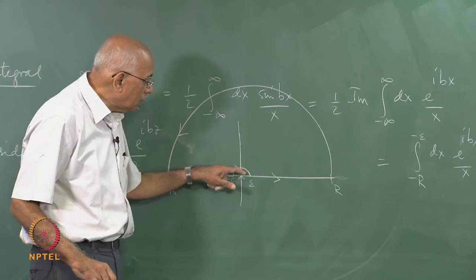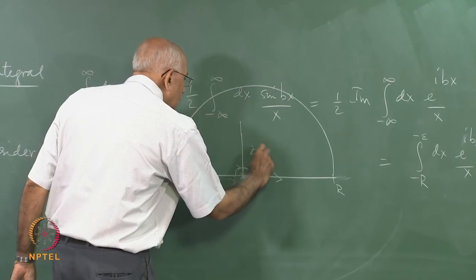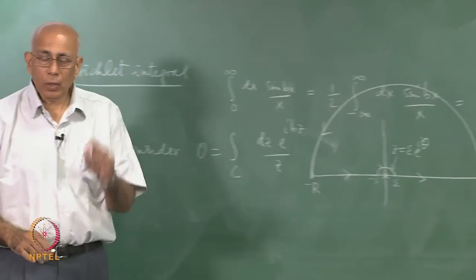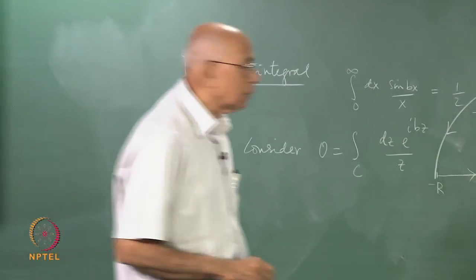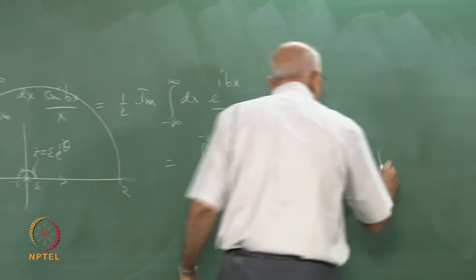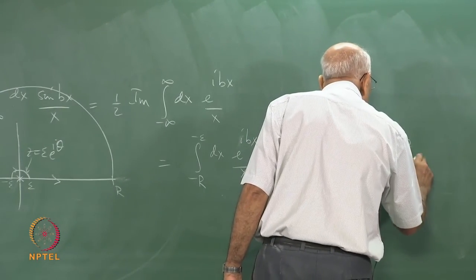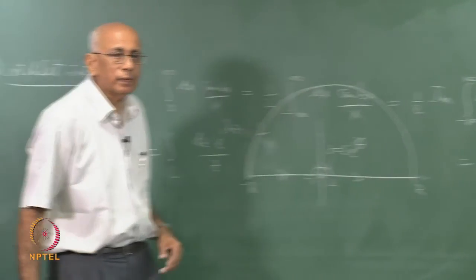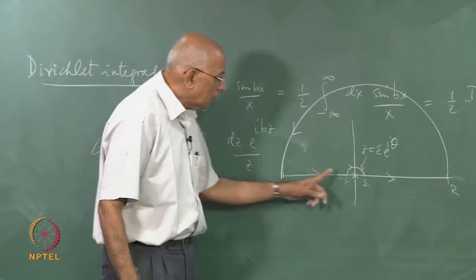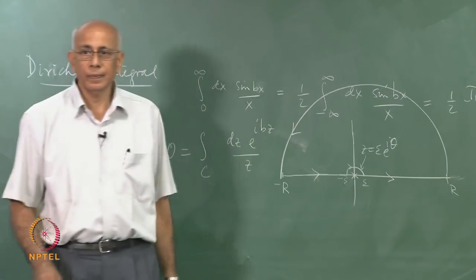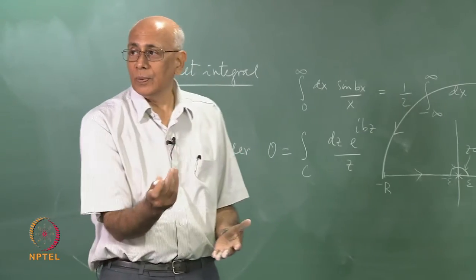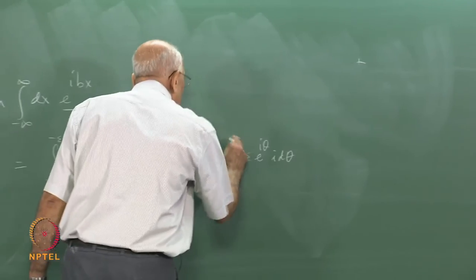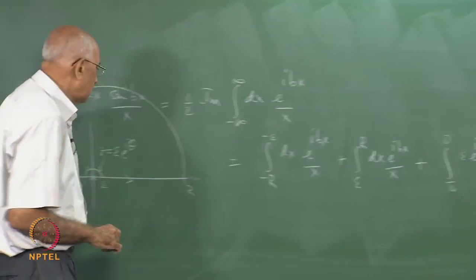But what is z on this contour? On this contour z equals epsilon e to the I theta, where epsilon is an infinitesimal positive number. So dz is going to be epsilon e to the I theta I d theta. What is the range of integration of theta? I start here and go there. I start at pi and go to 0, the other direction, right. So that is important. It starts at pi and goes to 0, in this fashion.